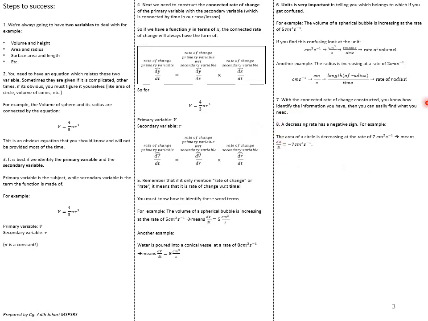So number 8 is just to remind you again that we can have a decreasing rate. If you have a decreasing rate of change, it should have a negative sign. For example, the area of a circle is decreasing at the rate, and rate means with respect to time, so it means dA over dt is minus 7 centimeters squared per second. So take your time to read these steps to success. Inshallah, I can help you.